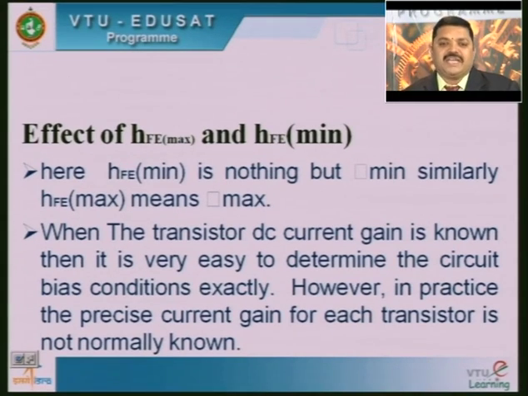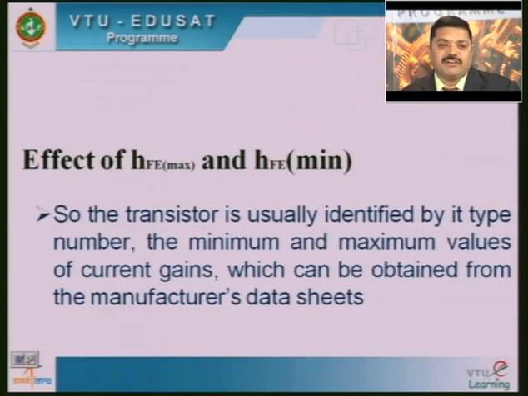But usually, in practice, the precise current gain for each transistor is not normally known, because it is a temperature dependent parameter which we may not know, but we will know the maximum and minimum values from the data sheet of the transistor. So, the transistor is usually identified by its type and the minimum and maximum values of current gain, which can be obtained from the manufacturer's data sheet of the BJT.